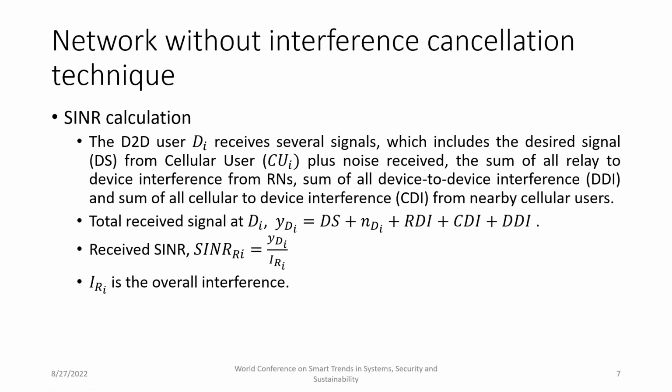So we have the analysis for SINR calculation. This is in a network without interference cancellation techniques. Here we first calculate the SINR of the device-to-device user. It receives several signals which include the desired signal. As I have already mentioned, the users receive the desired signal as well as interference from various devices in the network. So it also has a received noise, the sum of all relay-to-device interference from the relay node, and the sum of all device-to-device interference. So the total received signal becomes this, and the received SINR which we calculate equals the received signal divided by the total overall interference.